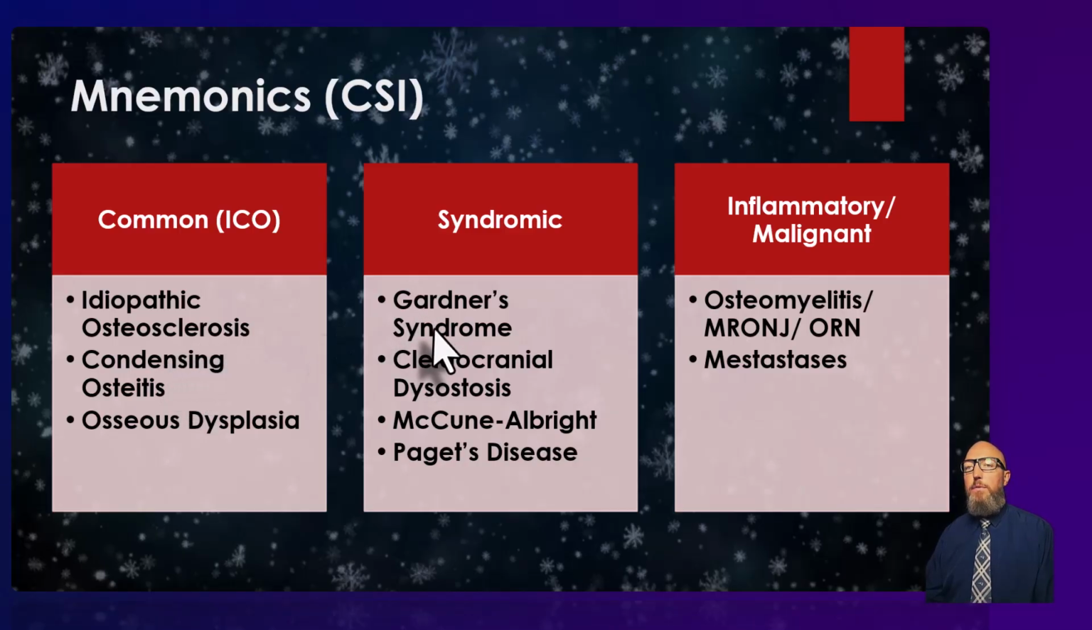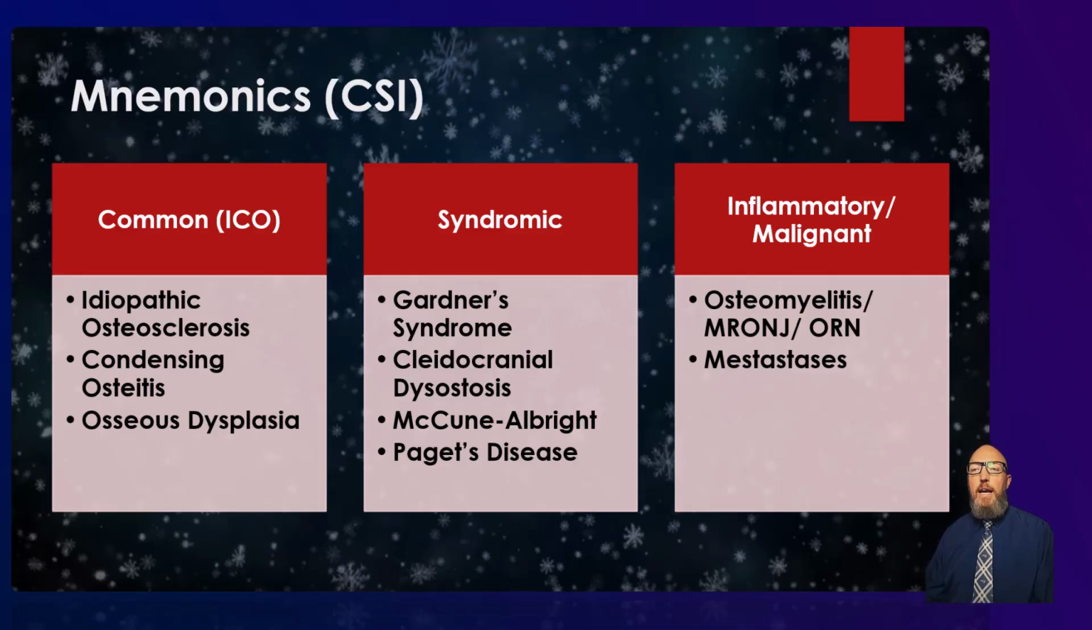The S would be for syndromic, the inherited and systemic conditions: Gardner, Cleidocranial dysplasia, McCune-Albright, and Paget, and we've already covered McCune-Albright. Then the I is going to be for inflammatory and malignant, your osteomyelitis and its cousins MRONJ and ORN, osteoradionecrosis, as well as metastases.